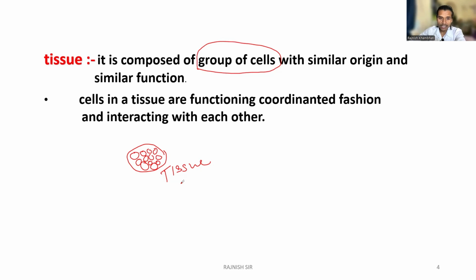The great thing is that all the cells in the tissue have similar origin and similar function. This is very important. Otherwise, they cannot work together as a tissue. So for tissue, there are 3 points you have to remember. It is a group of cells. All the cells in the tissue have similar origin and similar function. This is called a tissue.